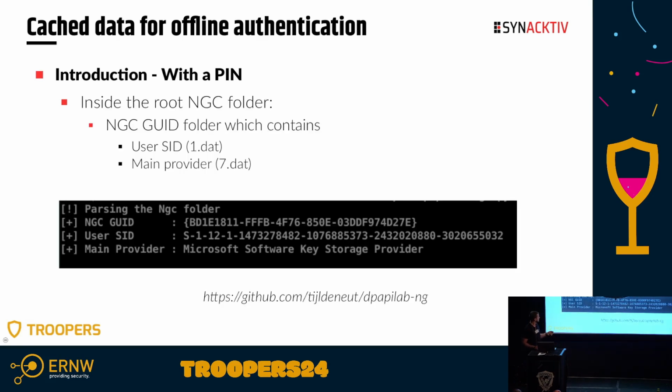So inside the NGC folder, you'll find the NGC GUID folder, which contains some .dat files. And for example, inside the 1.dat file, you'll find the user SID. And in 7.dat, you will find the main provider. So here is the output of a script from DPAPI lab-ng, and it just parses all the different .dat files to retrieve this GUID, the user SID, and other stuff.